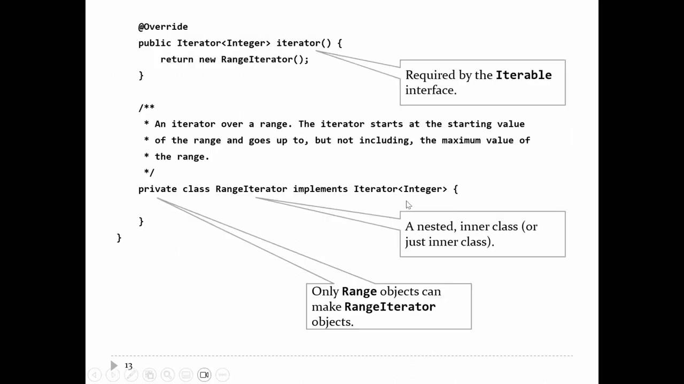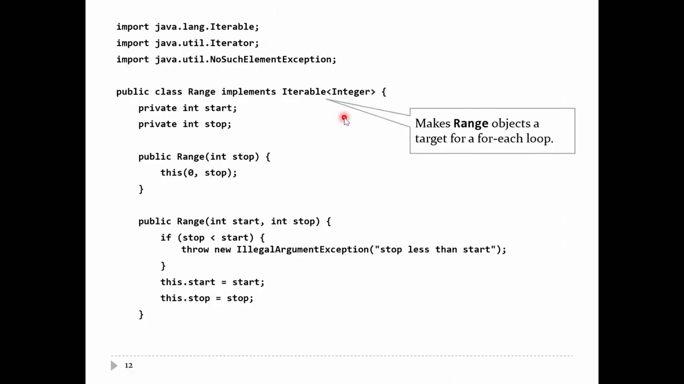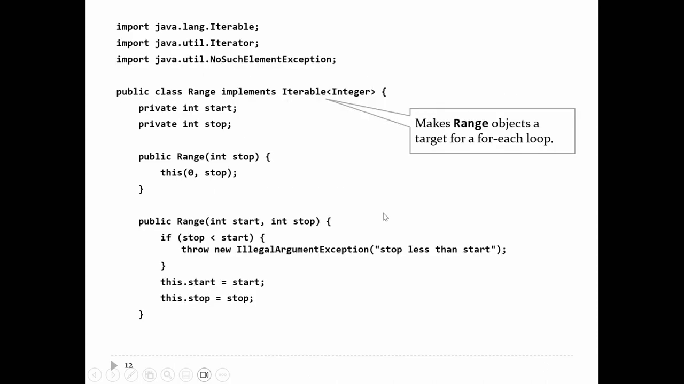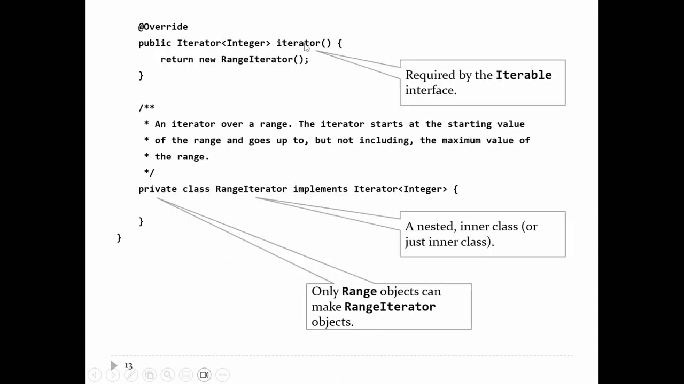Now, sorry, back up here. We want the range class to implement the iterable interface. So remember what that means. Go back to the iterable interface. It says you must provide a method that returns an iterator object. So we provide a method called iterator. It returns an iterator over integer object. Now the question is where does this iterator object come from? And the answer is we have to make one ourselves.